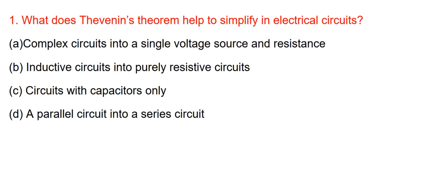Option A, complex circuit into a single voltage source and resistance. B, inductive circuits into purely resistive circuits. C, circuits with capacitors only. D, a parallel circuit into a series circuit. Pause the video and try the answer.